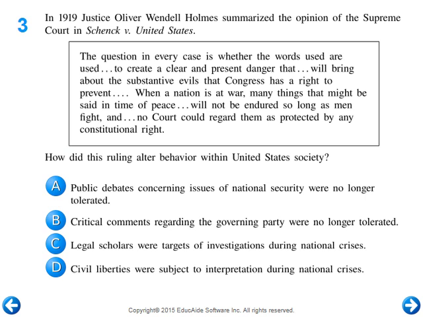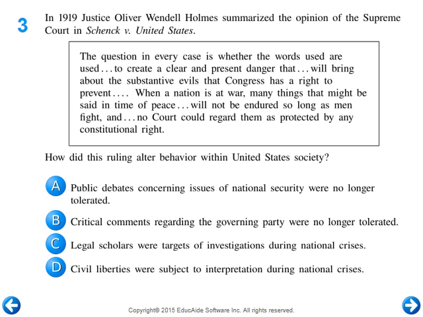All right, number three. In 1919, Justice Oliver Wendell Holmes summarized the opinion of the Supreme Court in Schenck versus the United States. The question in every case is whether the words are used to create a clear and present danger that will bring about the substantive evils that Congress has a right to prevent. When a nation is at war, many things that might be said in time of peace will not be endured so long as men fight, and no court could regard them as protected by any constitutional right. How did this ruling alter the behavior within the U.S. society? All right. So basically, it's saying in a time of war, you got to be careful what you say. They're not going to protect your freedom of speech indefinitely during time of war if you're trying to start something.